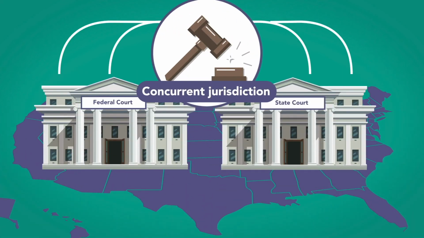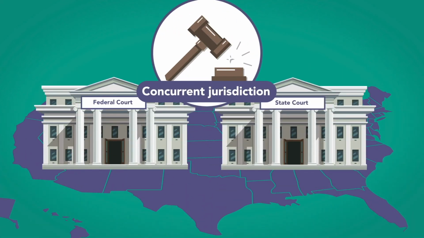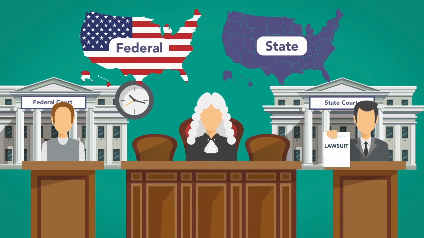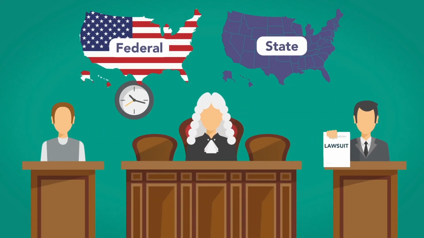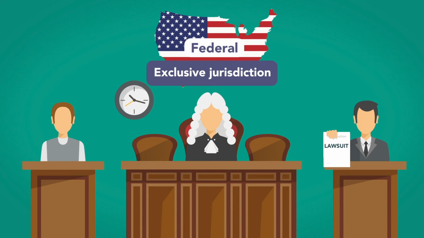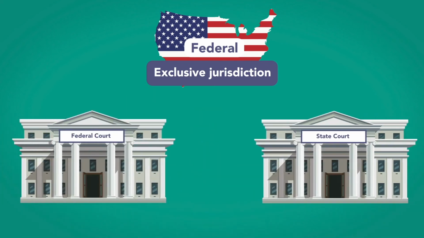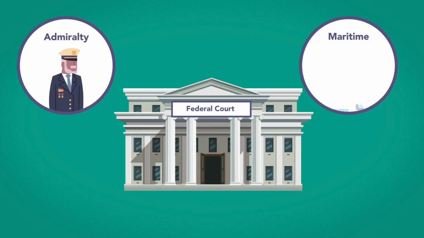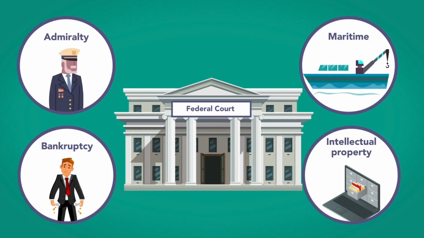Sometimes, federal and state courts have concurrent or shared jurisdiction, where the lawsuit could be brought and heard either in federal or state court. Generally, either party can choose federal court in such cases. In some cases, though, federal district courts have exclusive jurisdiction, which means that cases may only be heard in federal court and not in state court. These include admiralty and maritime cases, bankruptcy cases, and many types of intellectual property cases.